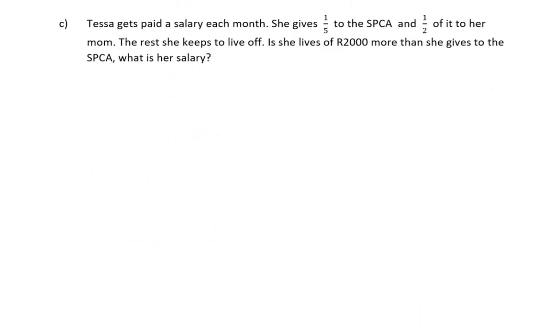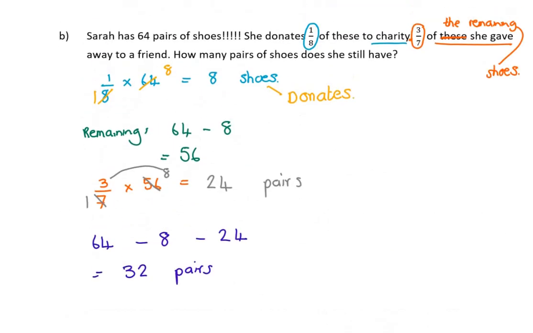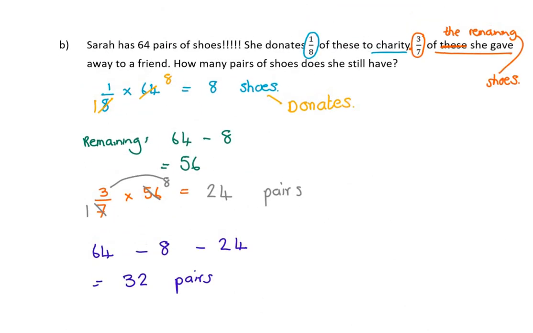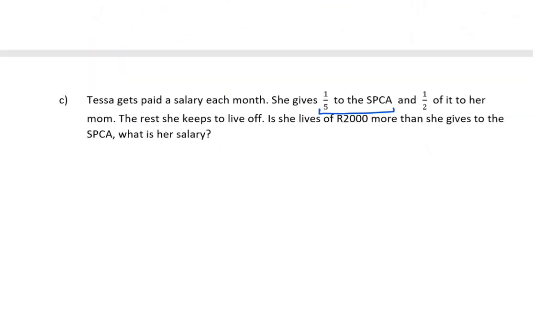Okay, our last question. Tessa gets paid a salary each month. She gives 1/5 to the SPCA. Now, can we see the difference between B and C? In B, I said to you, Sarah has 64 pairs of shoes. So I told you how many she had. So when I say that she donates 1/8, I can actually work out what she donates.